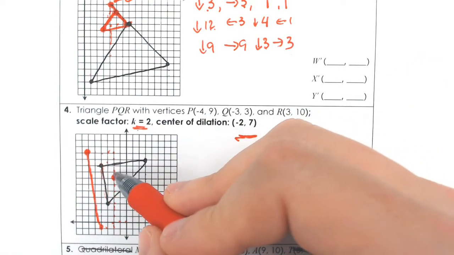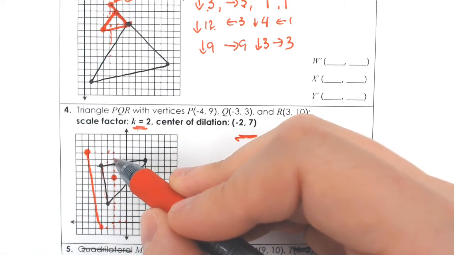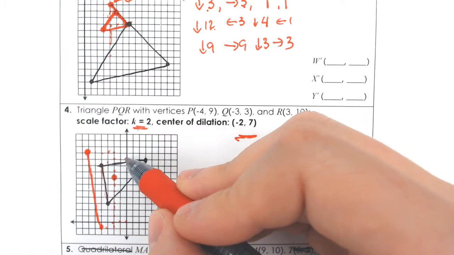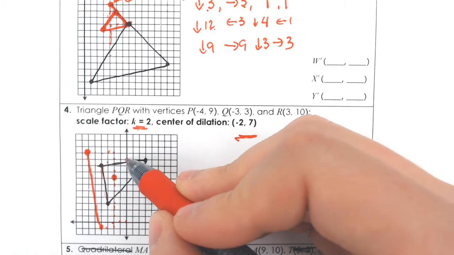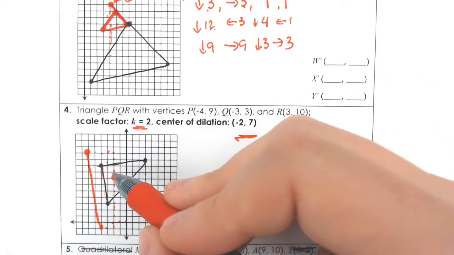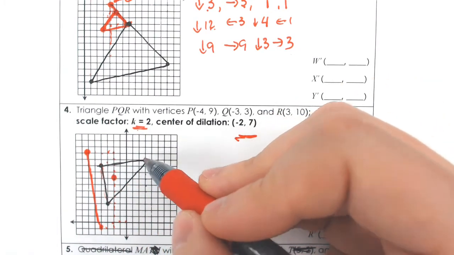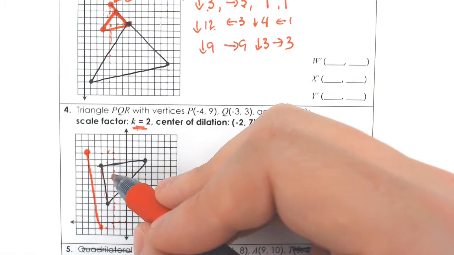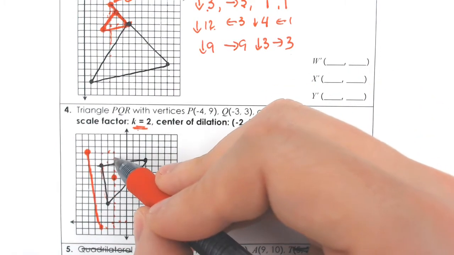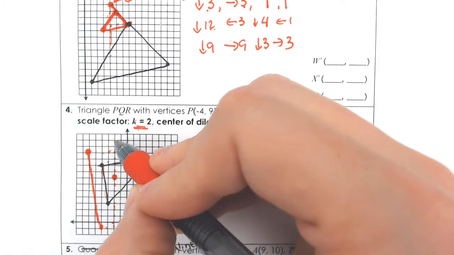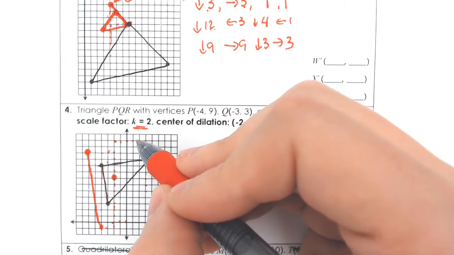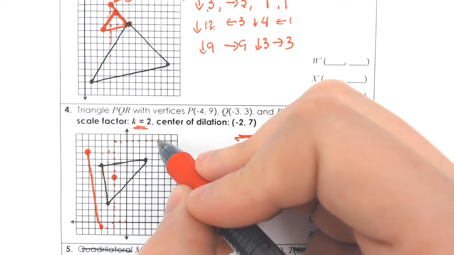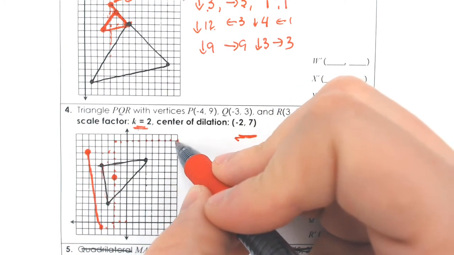Last one, we went up by 1, 2, 3, and over by 1, 2, 3, 4, 5. I need to double check that. We went right by 1, 2, 3, 4, 5. So instead of going up by 3 and over by 5, we need to double that, which is up by 6. 1, 2, 3, 4, 5, 6. And over by double 5, which is 10. 1, 2, 3, 4, 5, 6, 7, 8, 9, 10.